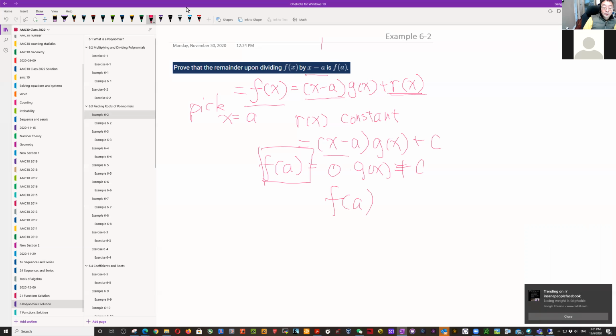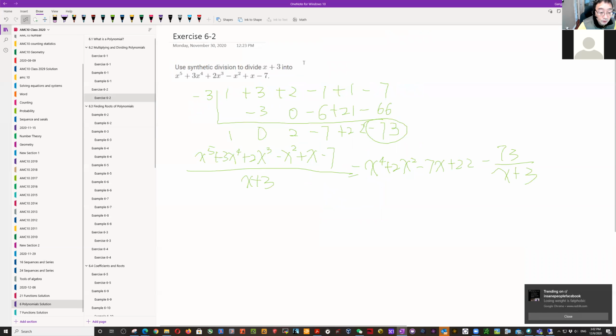That's quite useful. This is a very useful result. It means that in order to evaluate f(a), all we need to do is synthetic division, and the remainder is going to be f(a). So this is really important. Let me just show the significance of this.